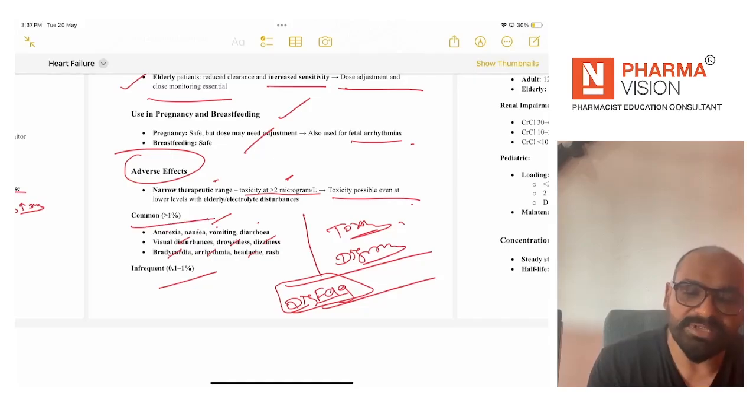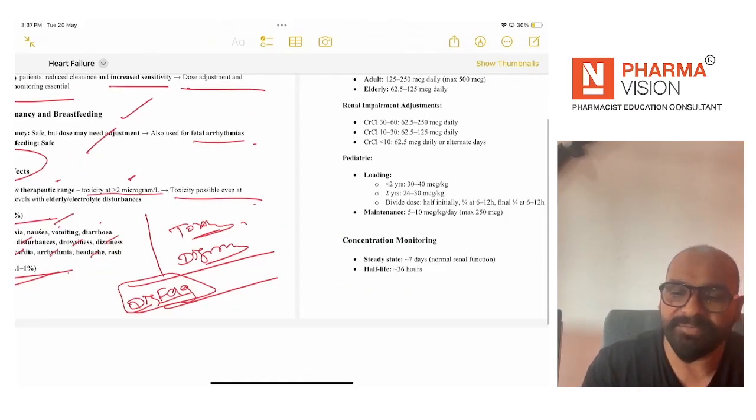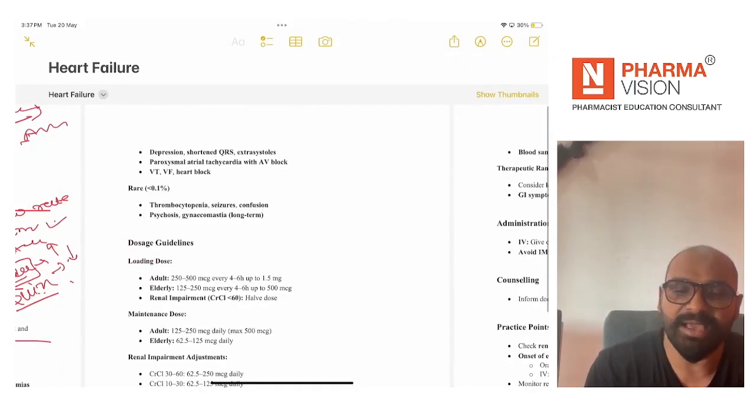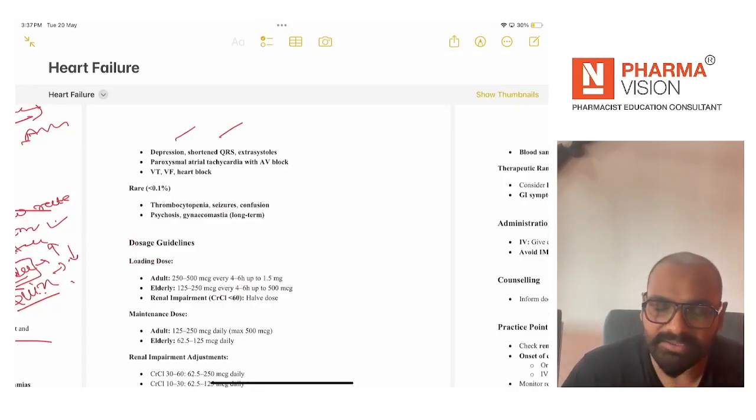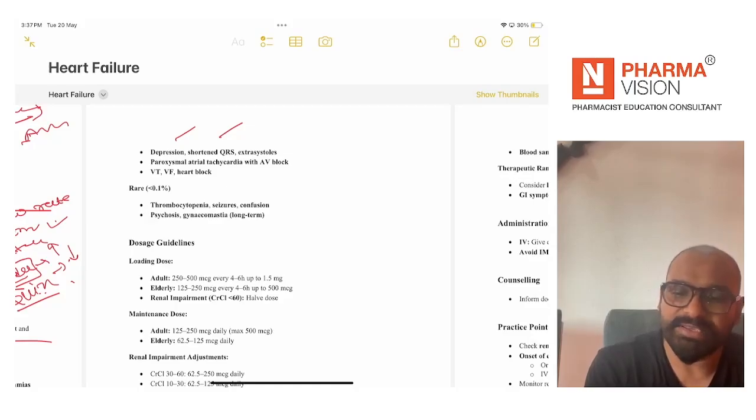This is the most common side effect. This is the infrequent side effect. Infrequent side effects like depression, shortened QRS in your ECG change. Okay, atrial tachycardia, AV blocks, so cardiovascular arrhythmia.